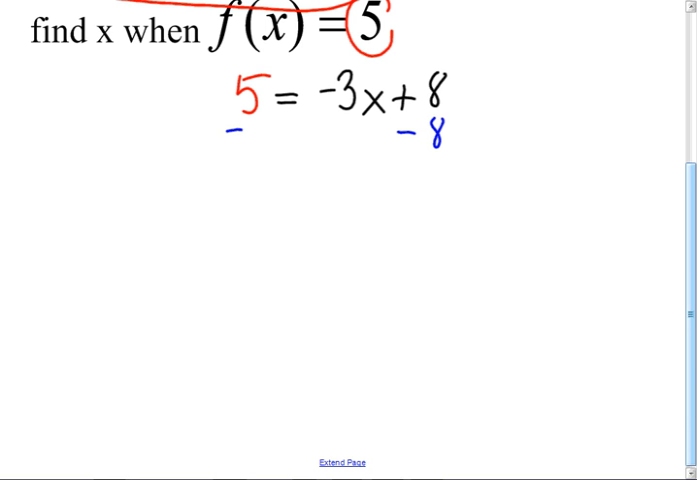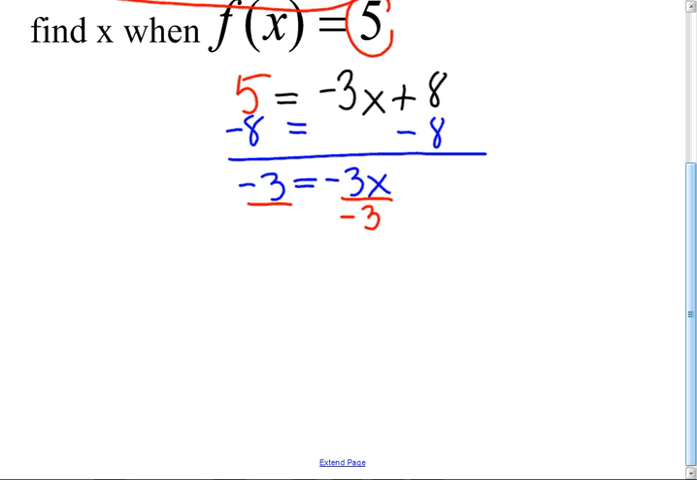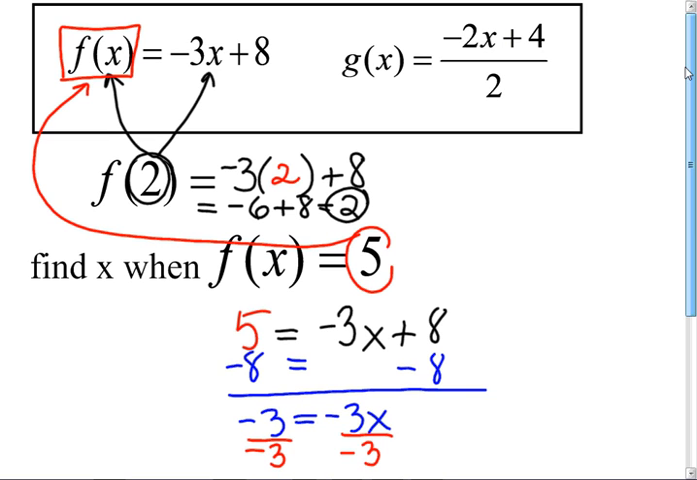Zach, how do I solve for x here? Excellent. First we subtract 8, so negative 3 equals negative 3x, and then what do we do? Divide by negative 3. So what's x equal to? 1. And you could check it by putting 1 back in here and back in there, and does that give you 5? Negative 3 plus 8. Yeah.